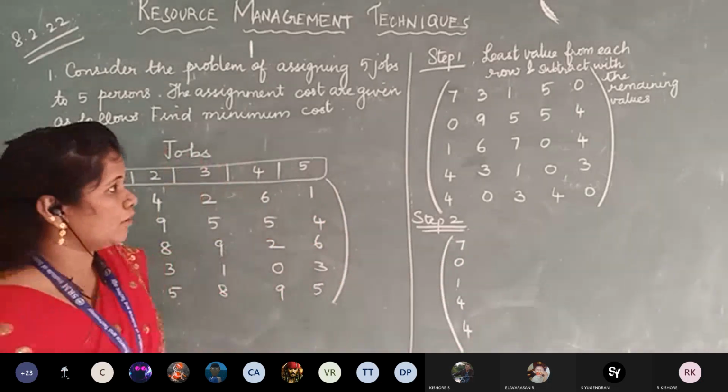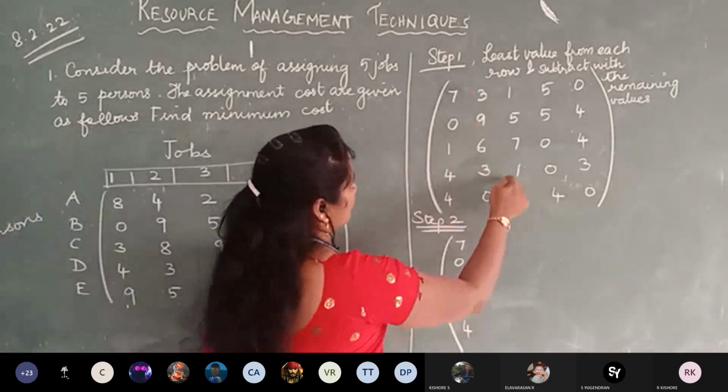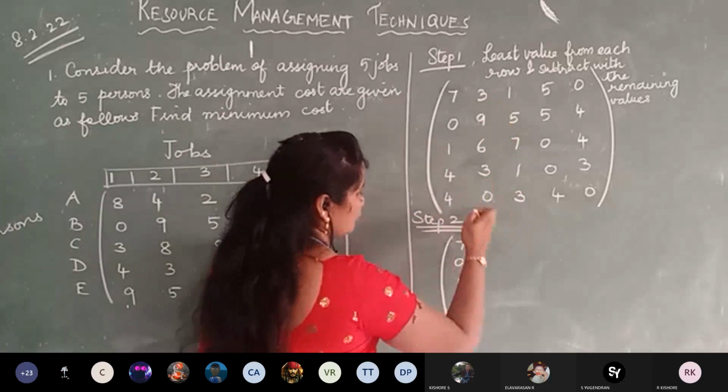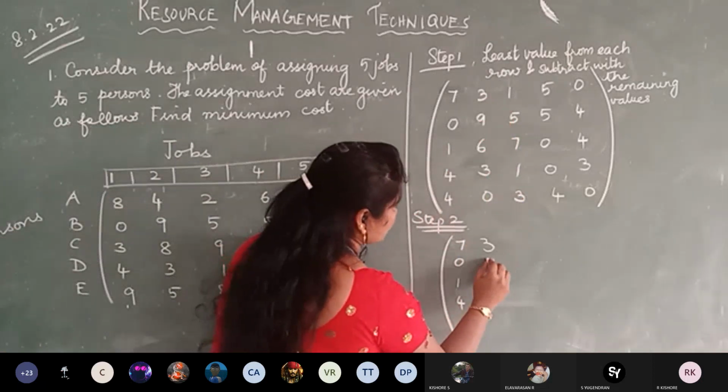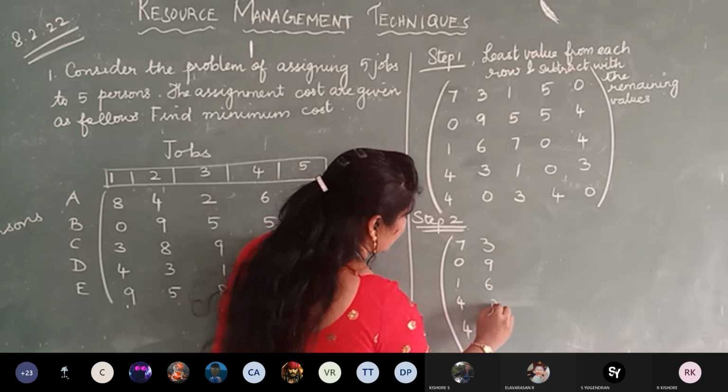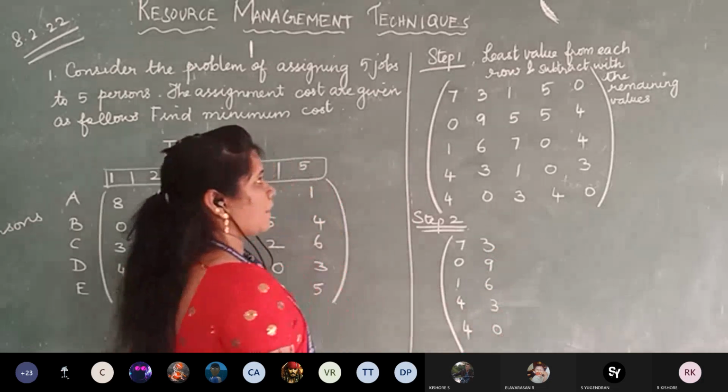Go on to the second column. Second column, if you go again, here is 0. So there is already a 0. So write it just like that. 3, 9, 6, 3 and 0.